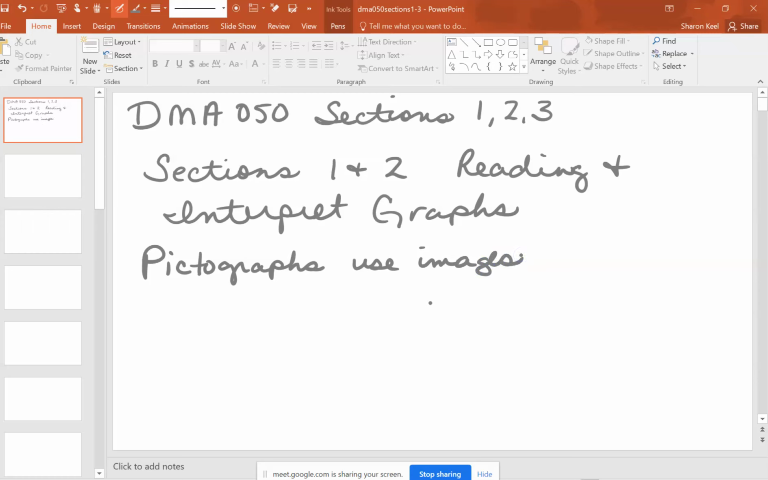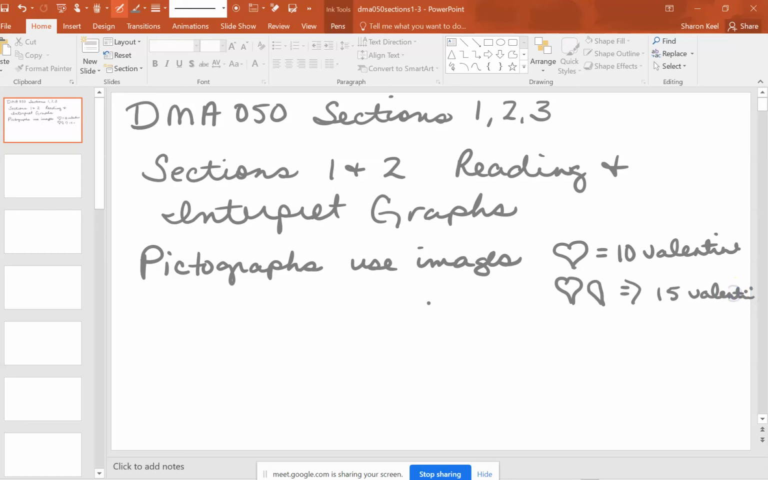If it were Valentine's Day, it may be in the legend you may have that a heart would equal, say, 10 Valentines. And if somebody had a heart and then a half, you could use the legend and determine that they would have had 15 Valentines given to them. So pictographs use images to represent information.